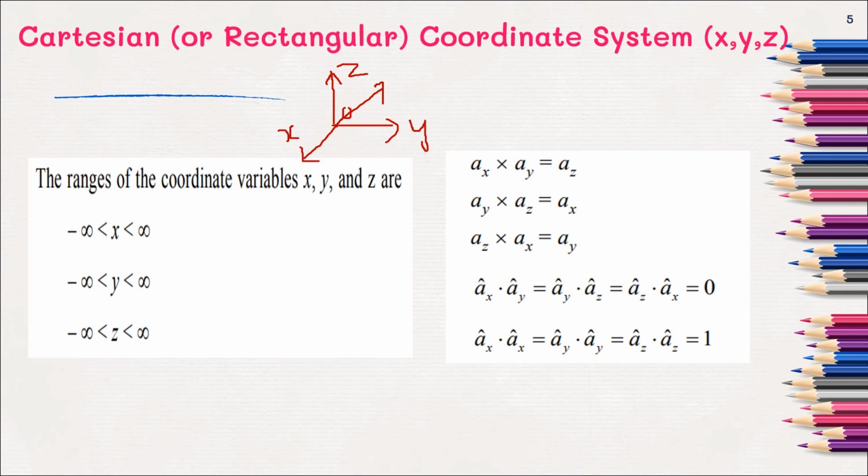Next we are going to arrive at a relationship between unit vectors. Ax cross Ay. Now this is a cross product. What is a cross product? You all know Ax cross Ay is nothing but magnitude of Ax into magnitude of Ay into sine of the angle between them.